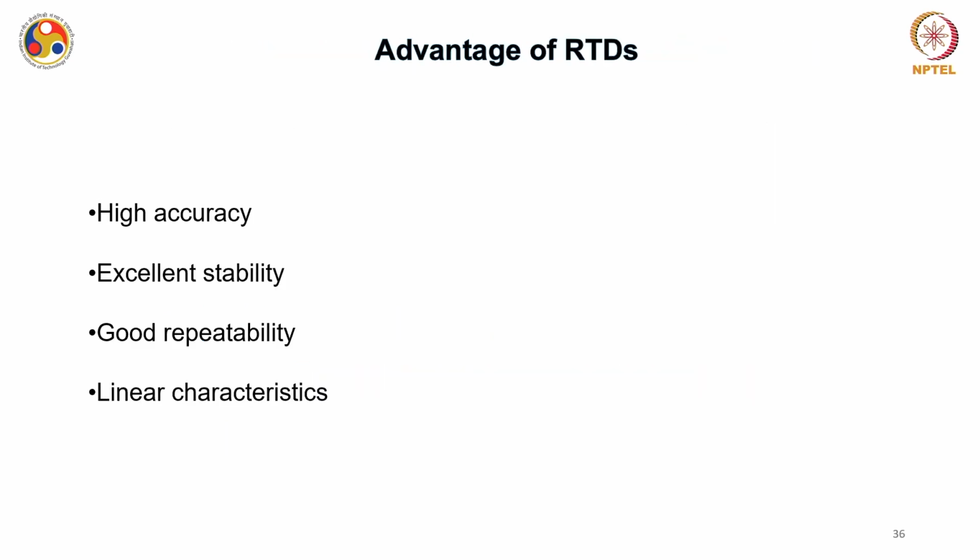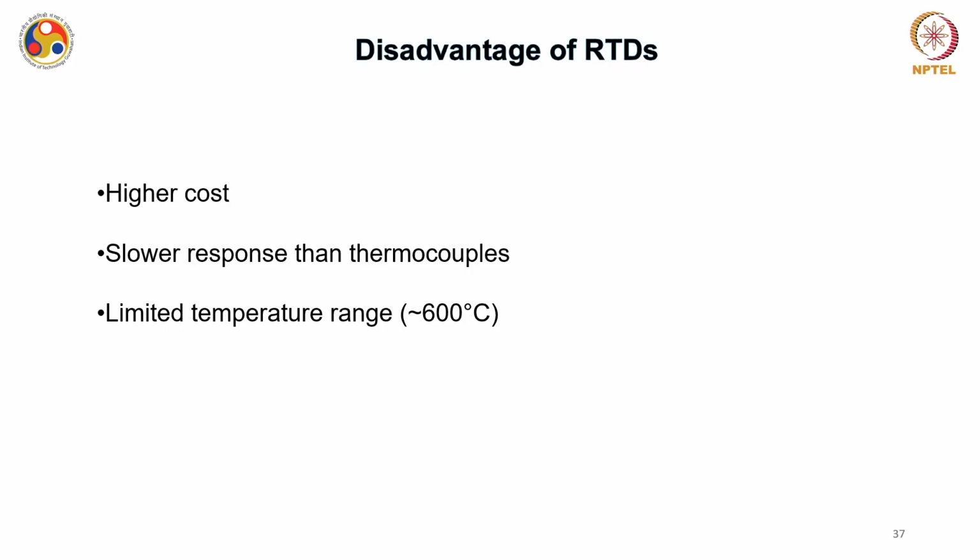Now RTDs come with various advantages. They have high accuracy, as we have seen for platinum devices. They have very good stability because mostly they are metallic materials and there is very little chance of any breakage. They have very good repeatability over a wide temperature range, and they have mostly a linear characteristic, and even if there is non-linearity, you can use piecewise linear approximation in a particular temperature regime.